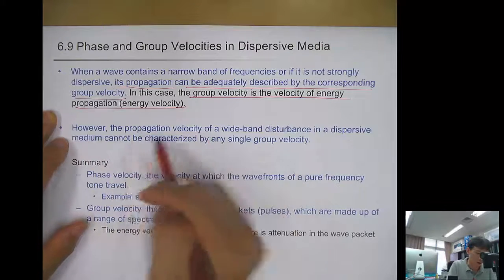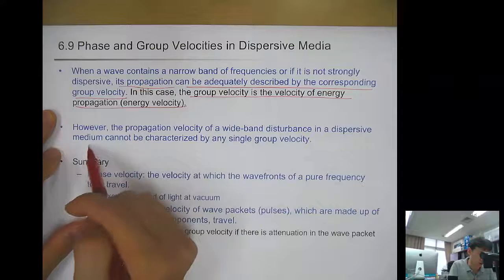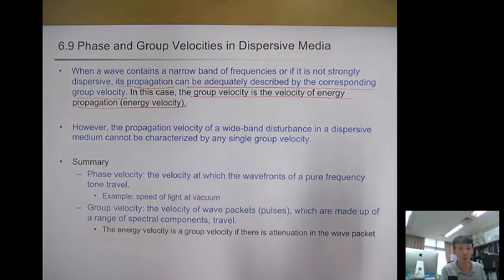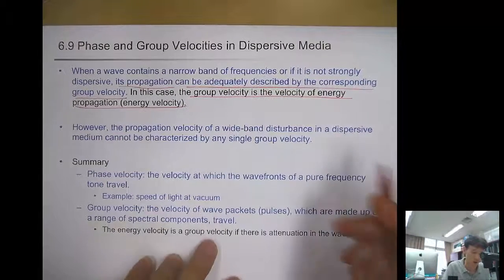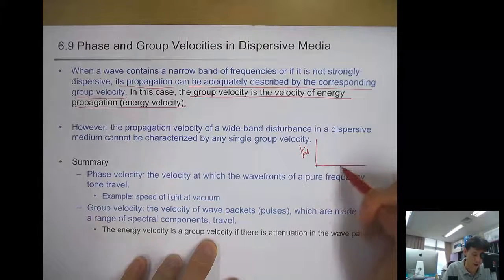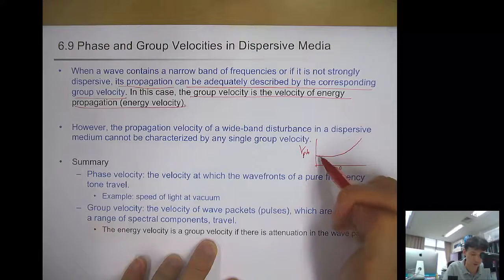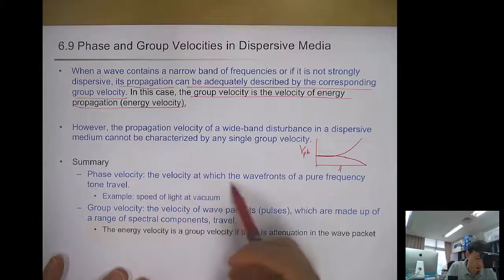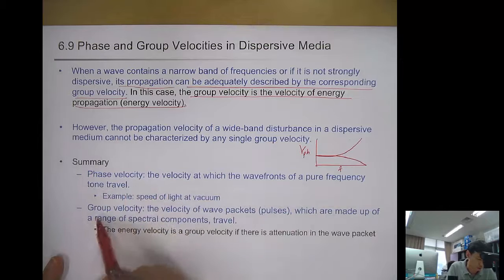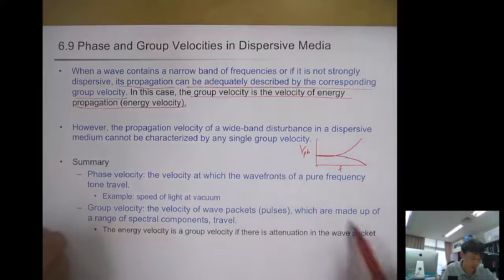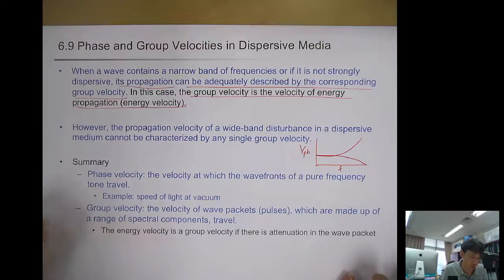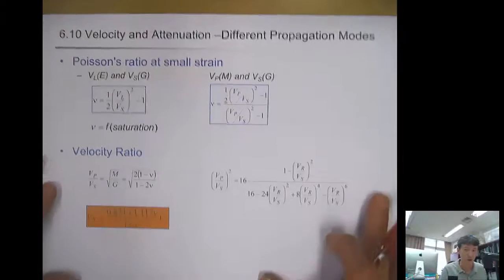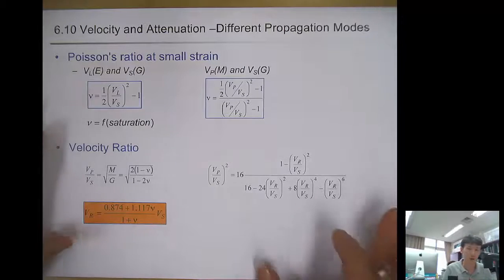However, the propagation velocity of a wide band disturbance in a dispersive medium cannot be characterized by any single group velocity, because the velocity will change significantly with the frequency. So the phase velocity could increase like this, or it could decrease like this. Summary: the phase velocity is the velocity at which the wave front of a pure frequency tone travels, and group velocity is the velocity at which wave packets, which are made up of a range of spectral components, travel. So the concept is there, the group velocity and the phase velocity.